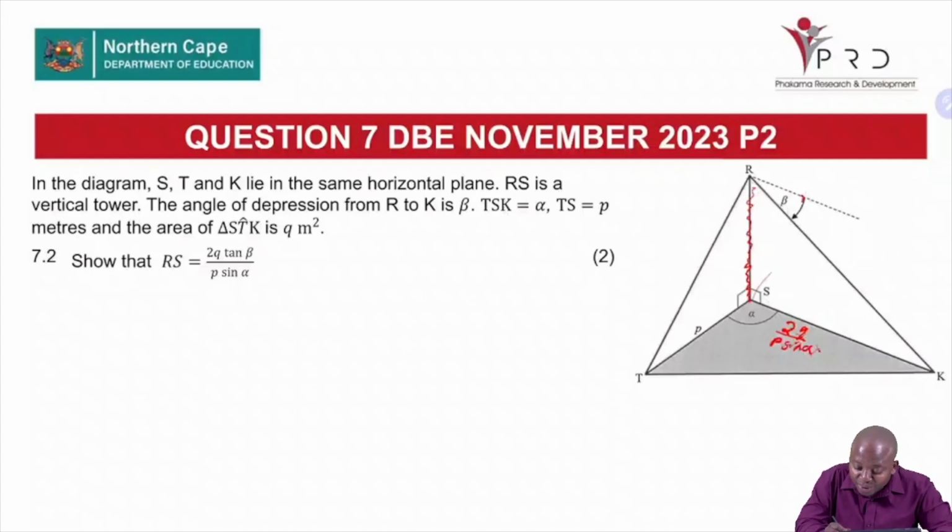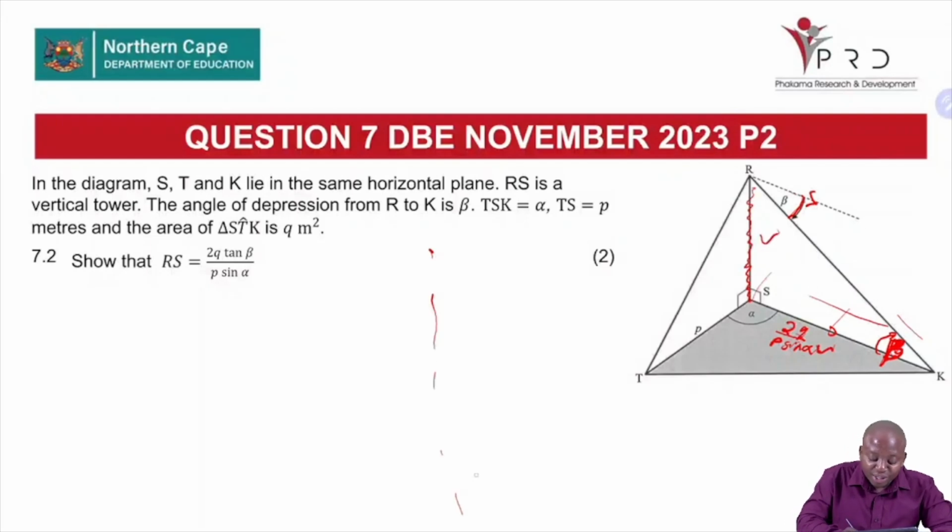We know that the angle of depression is equal to the angle of elevation. Then this is beta. Why? Because these two lines are parallel. When they are parallel, they give us alternate angles, so that is the same angle. Thereafter, which trick can we use? We have that, and we are looking for that. We can use tan. So in that case, we can just say tan beta is equal to RS all over SK.